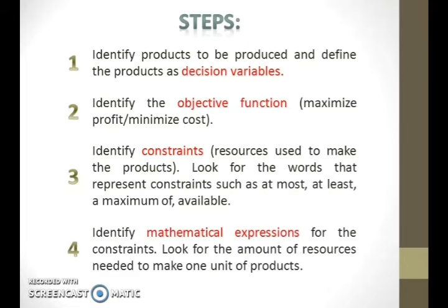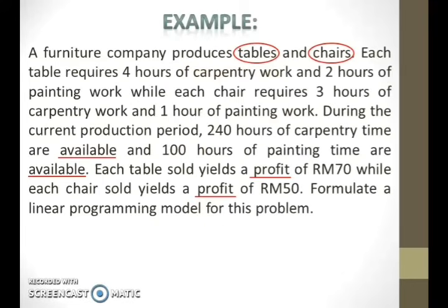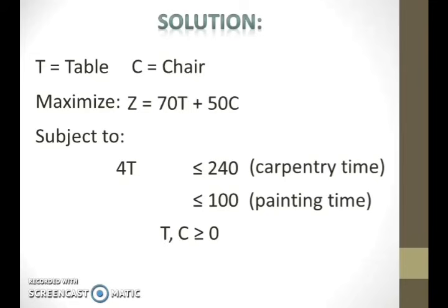Lastly, identify mathematical expressions for the constraints. To identify mathematical expressions, look for the amount of resources needed to make 1 unit of products. It says that each table requires 4 hours of carpentry work and 2 hours of painting work. So write 4T at the first constraint and 2T at the second constraint.